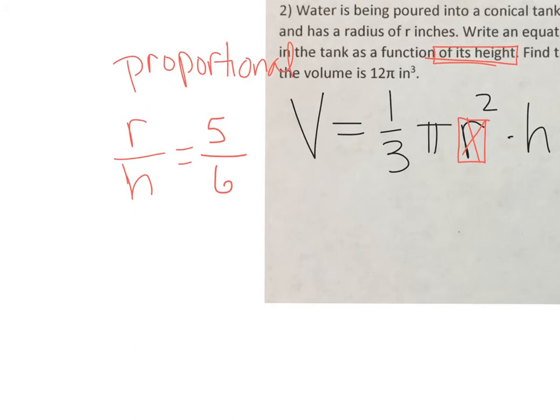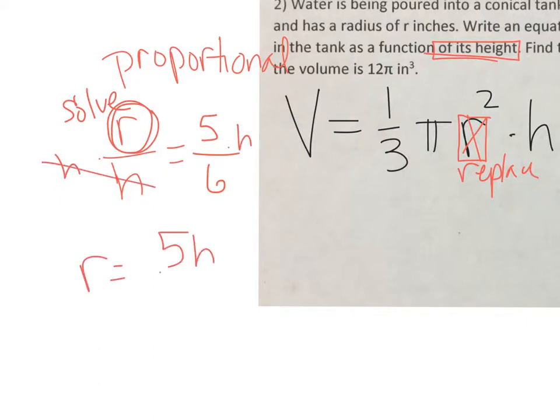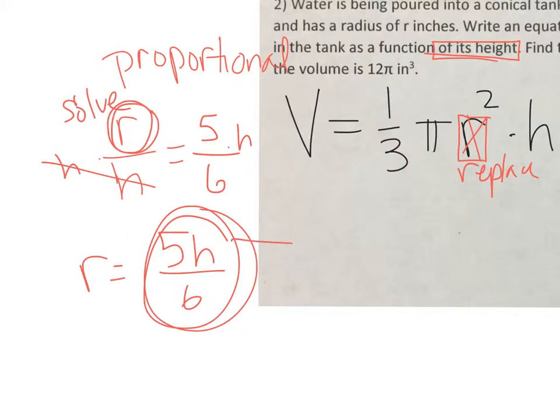Now, because I want to replace r, I need to solve for r over here. So we solve for r in the proportion so we can replace it in the formula. So you solve by multiplying by the denominator, and the radius is always 5 heights divided by 6. And the maximum, of course, would be with a radius of 5 and a height of 6. So we're going to replace r with 5h over 6.